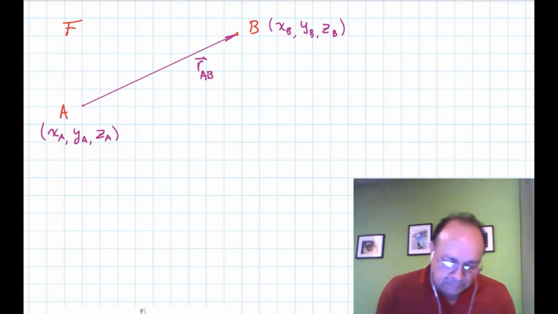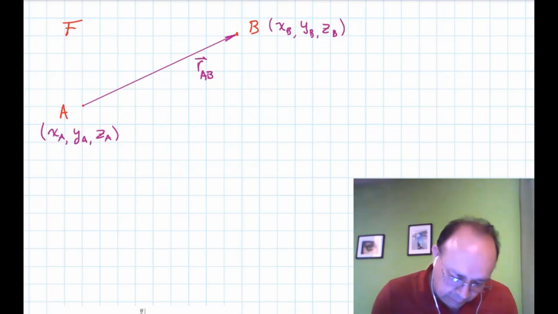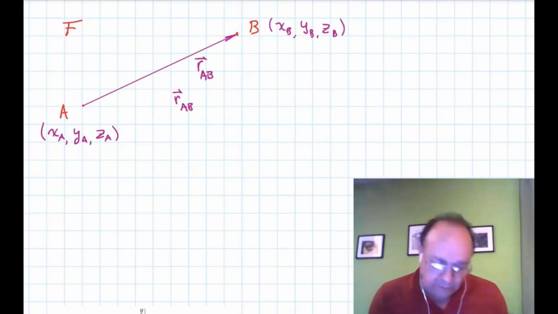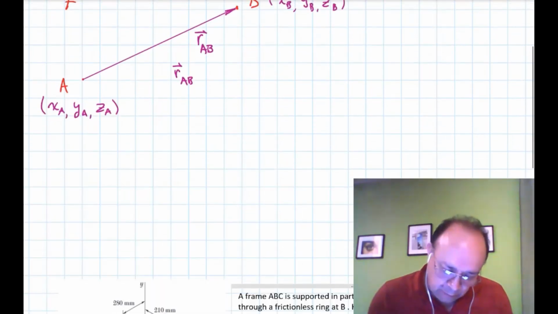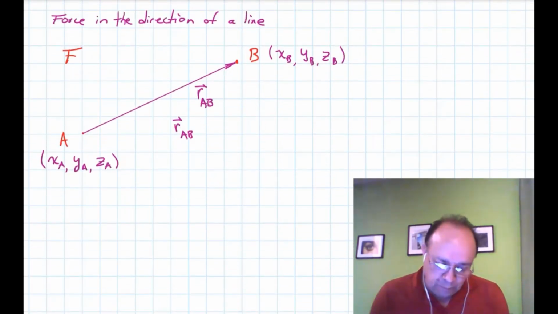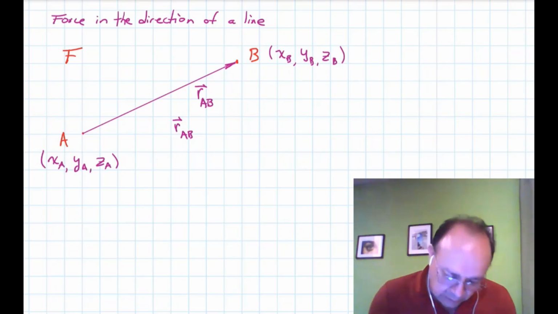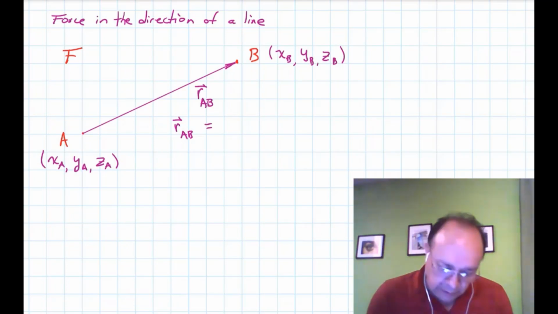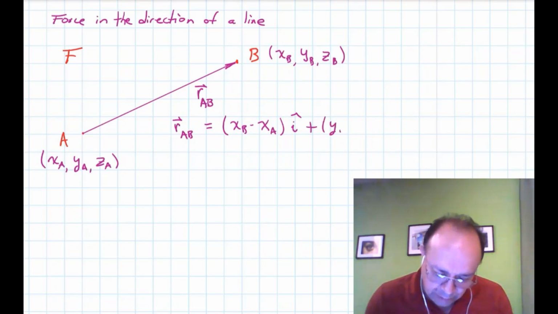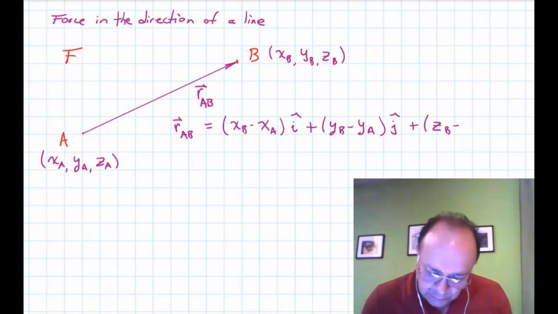So as we saw before, the position vector is given by the subtraction of the coordinates of the points. In this case it will be point B minus point A. So this comes to be (XB minus XA) i plus (YB minus YA) j plus (ZB minus ZA) k.